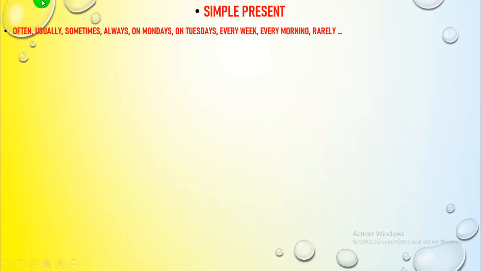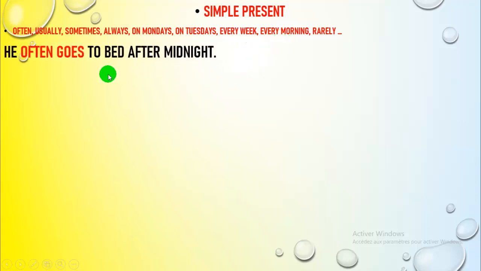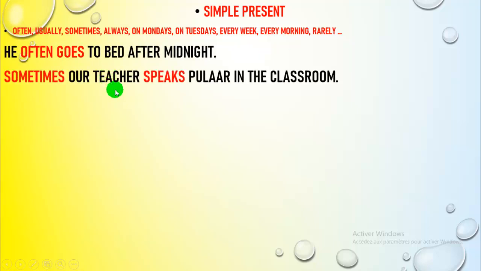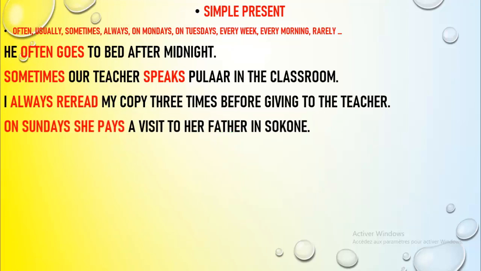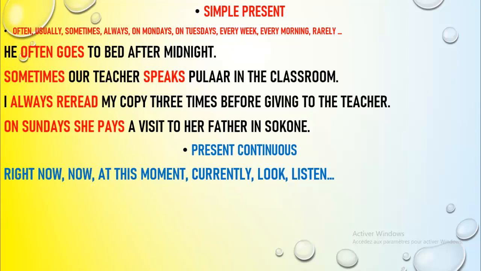So, now recapitulation. Simple present: often, usually, sometimes, always, on Mondays, on Tuesday, every week, every morning, rarely. He often goes to bed after midnight. Sometimes our teacher speaks Polar in the classroom. I always read my copy 3 times before giving to the teacher. On Sundays, she pays a visit to her father in Sokon. This is simple present. Now, present continuous. Action happening now, right now, now, at this moment, currently, look, listen, etc. These are some expressions that can help you.